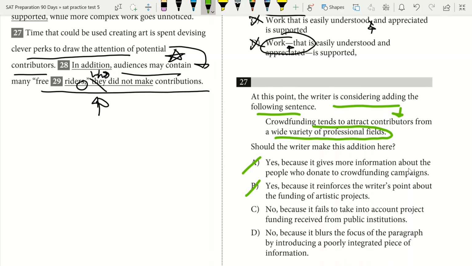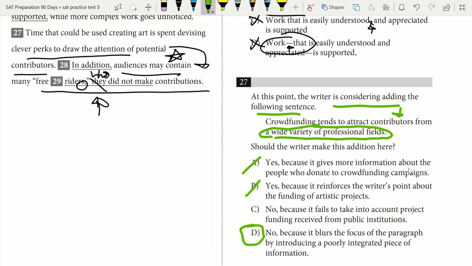Both before and after 27, it did not talk about the professional fields being relevant to contributors. So we don't want to add it there. Why? Well, we don't want to add it because it's blurring the focus of the paragraph. And that's a common answer. If there's a sentence that you don't want to add, a lot of times the answer will be because it blurs the focus of the paragraph.